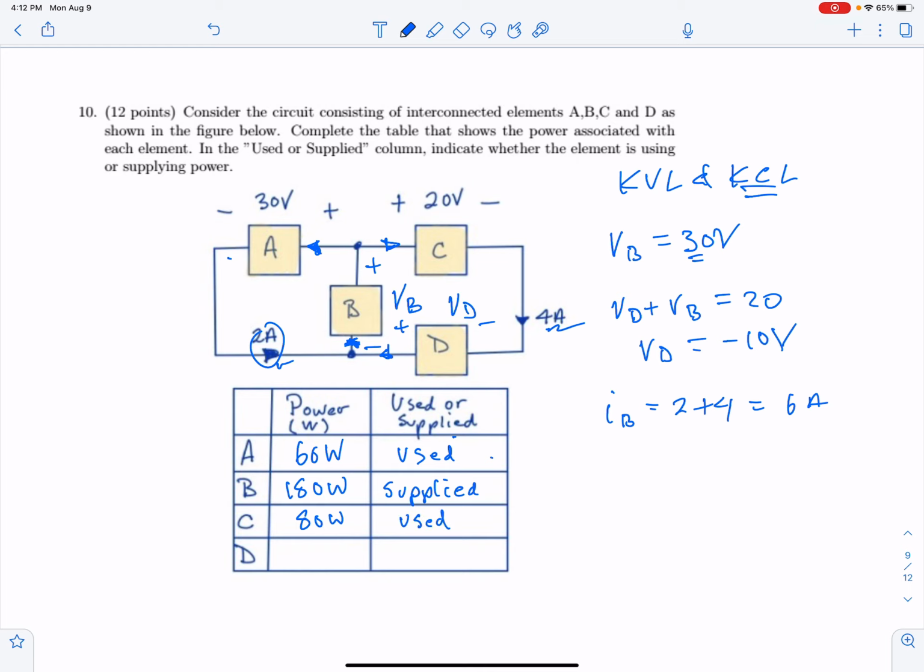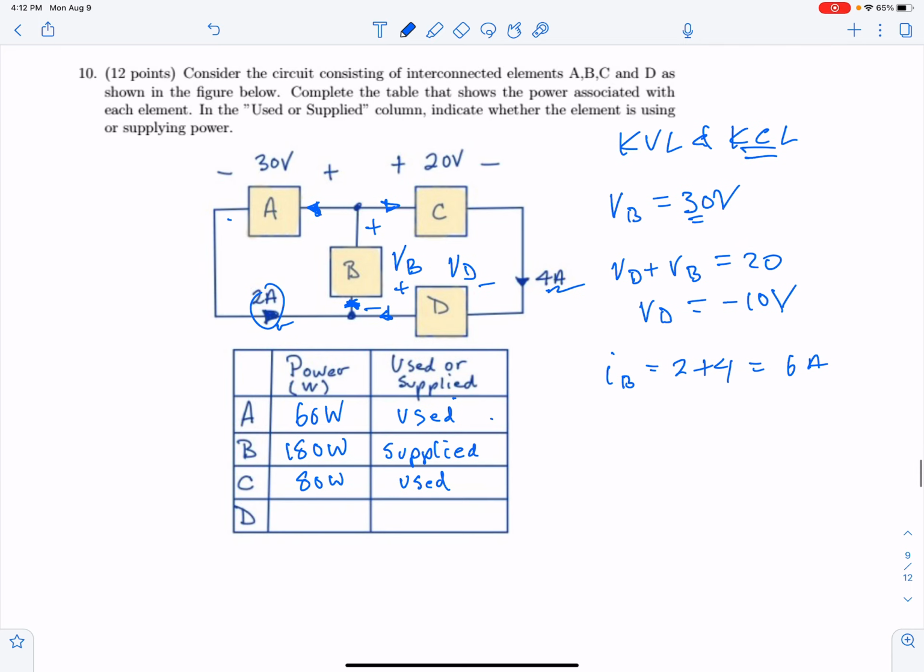Okay, so VD is a little trickier. With VD, I have 4 amps, and the way I have this referenced here is minus plus. So the 4 amps is moving in the direction of a voltage rise. This would be the active sign convention. So 4 times 10 is going to be, well, it's actually minus 10, so it's minus 40 watts supplied. But minus 40 watts supplied is the same thing as 40 watts used.